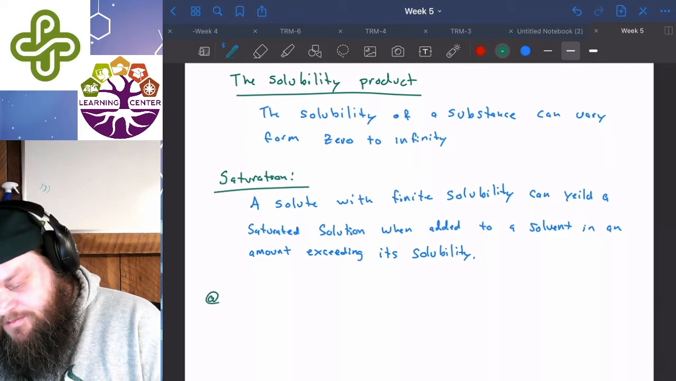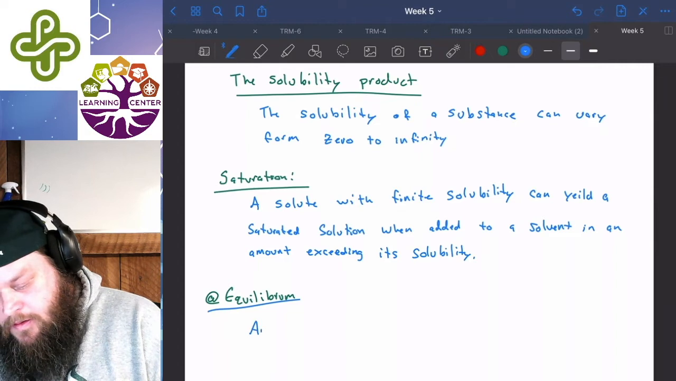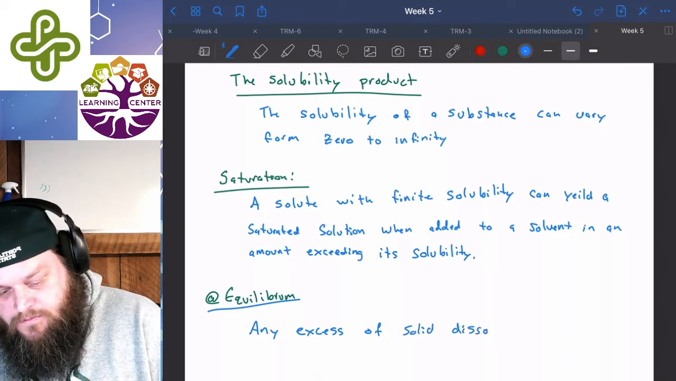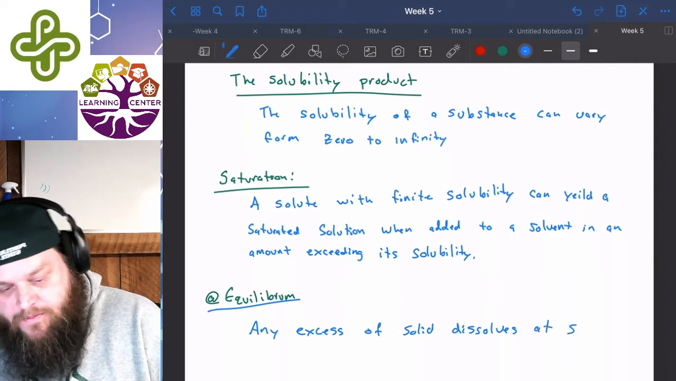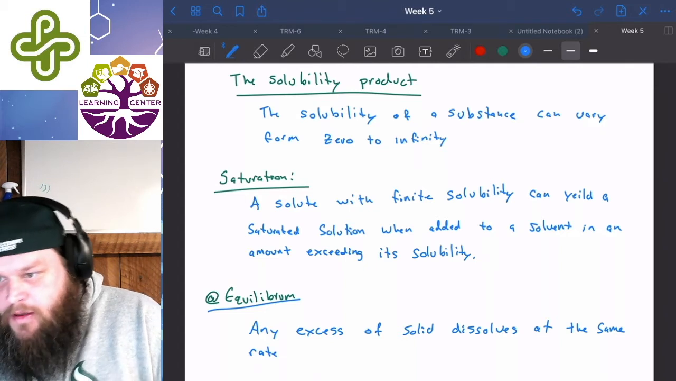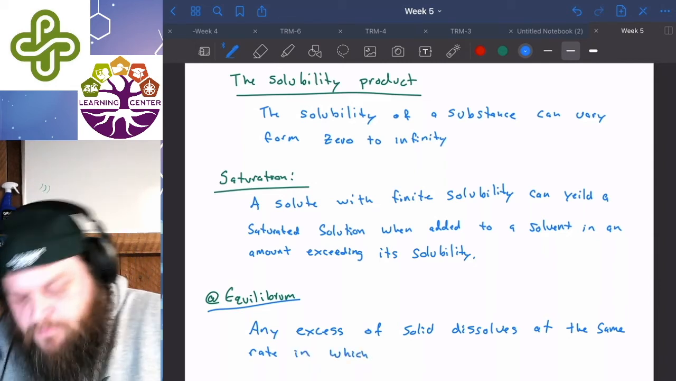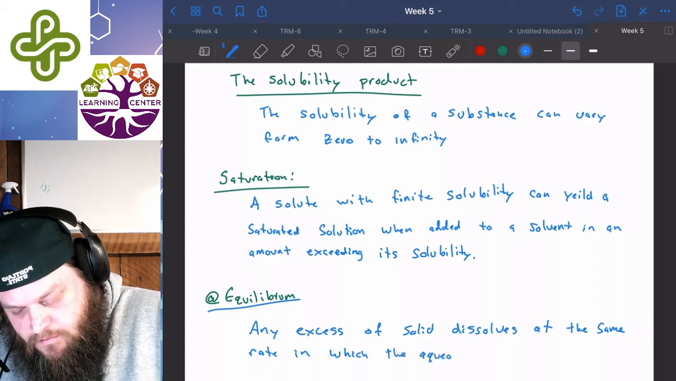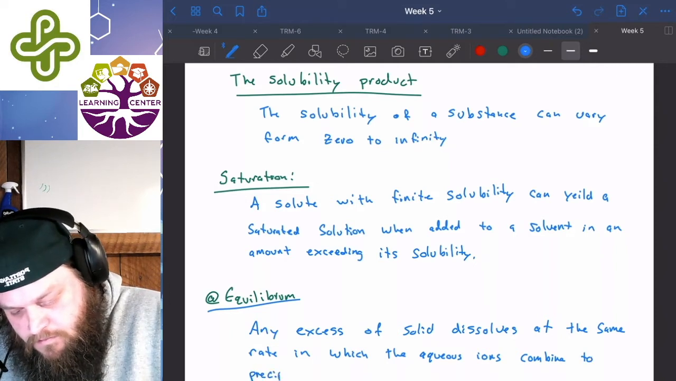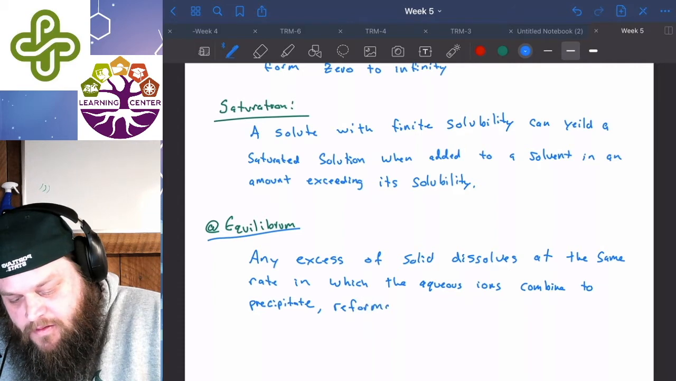So at equilibrium, any excess solid dissolves at the same rate at which the aqueous ions combine to precipitate, and that precipitation reforms the solid.